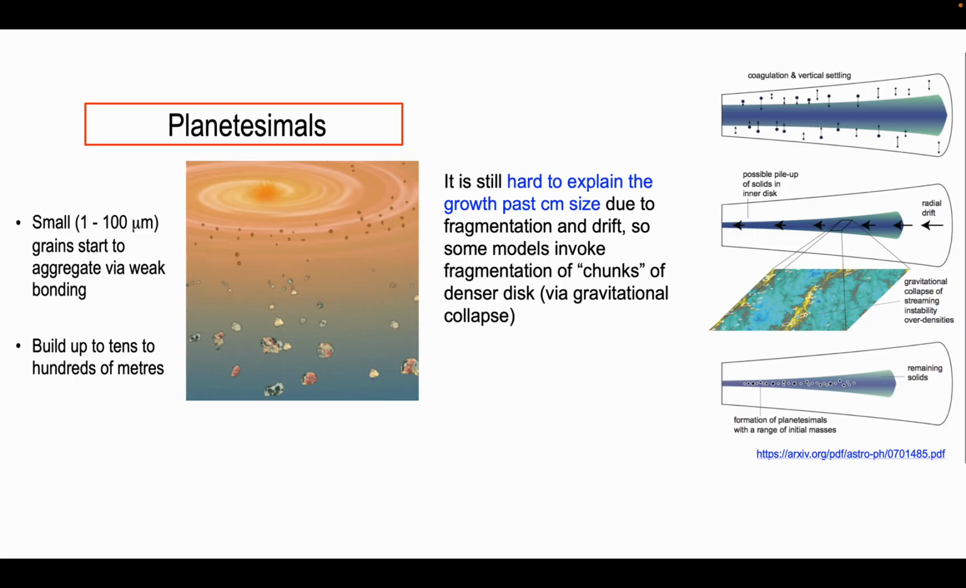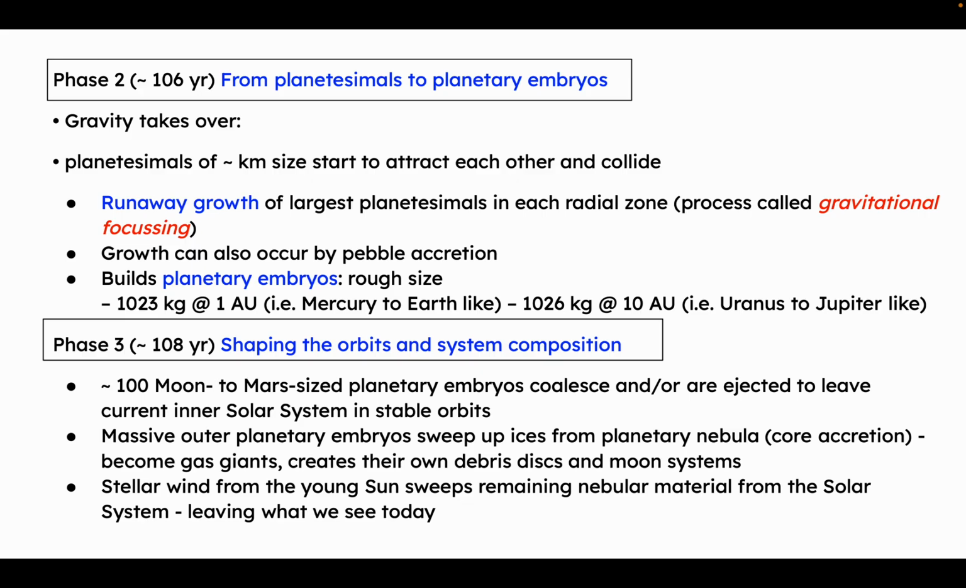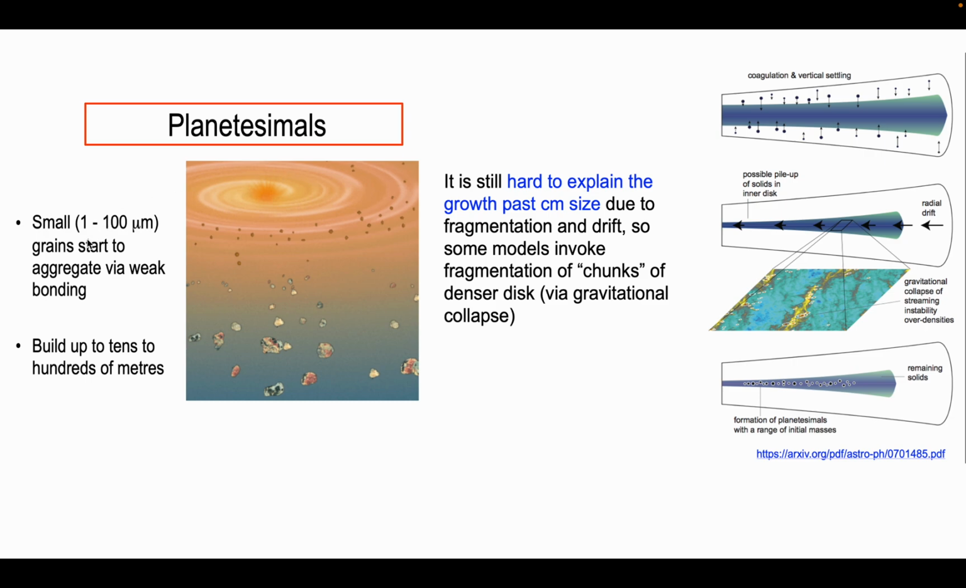Planetesimals are small objects within a few kilometers, and they are made of small grainy objects. These small grains are about 1 to 100 micrometers in size, and due to weak bonding they condense and form the planetesimal objects, and these planetesimals are less than 1 kilometer, or you can say 10 to 100 meters correctly.